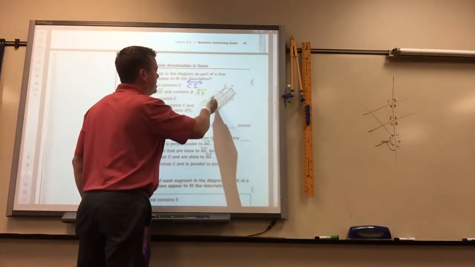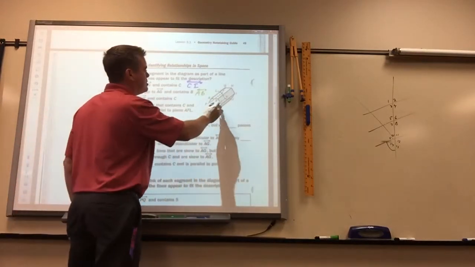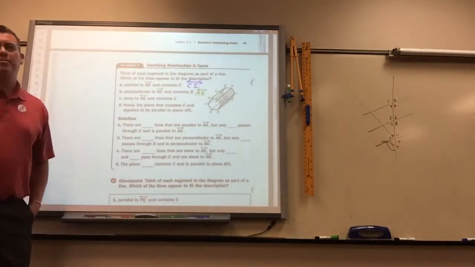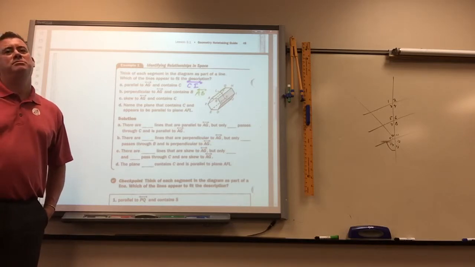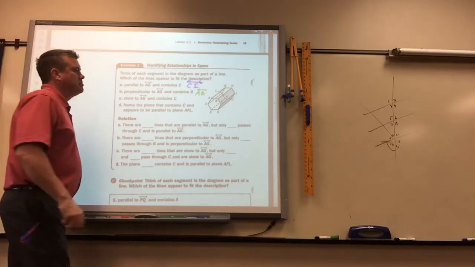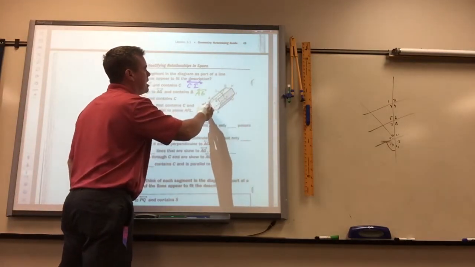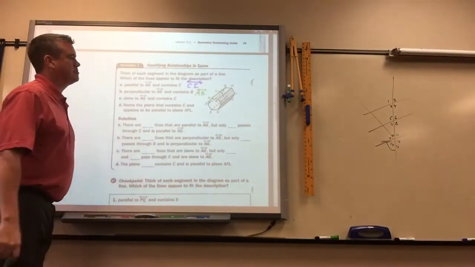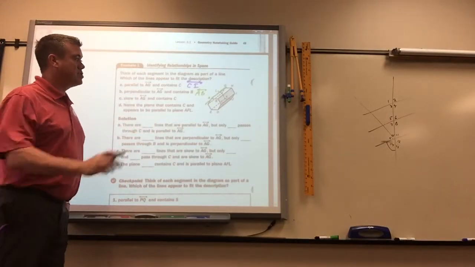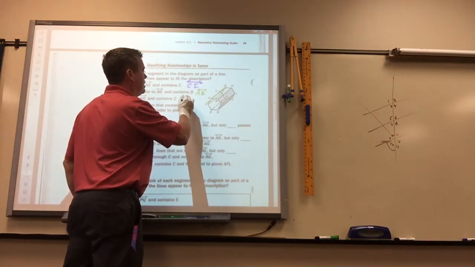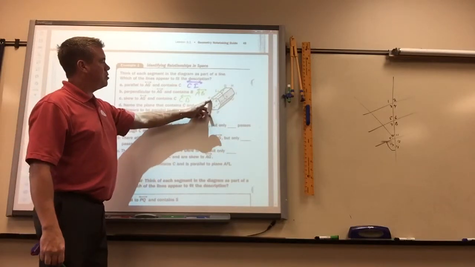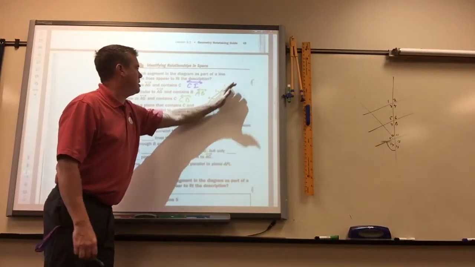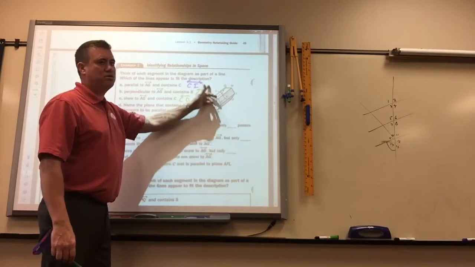Skew to AG that contains C. So remember what skew means? Doesn't intersect, but not parallel. This one has more than one answer. Right, A and G. So it's got to be skew to this line containing C. CD. CD would come up like this, and it wouldn't touch that line. What's another one that would work? Or CD is this way, I'm sorry. BC would also work, right?